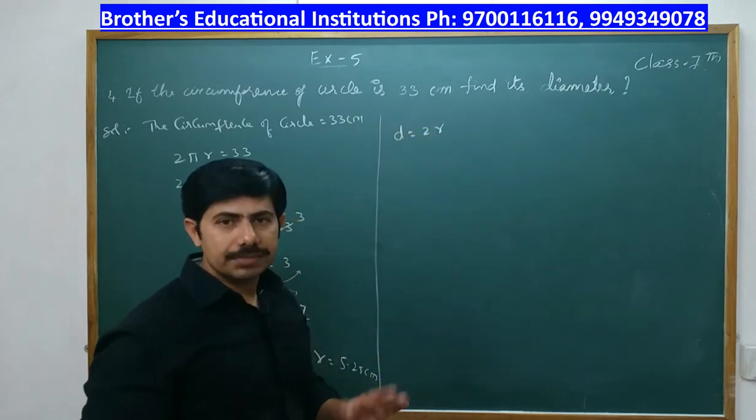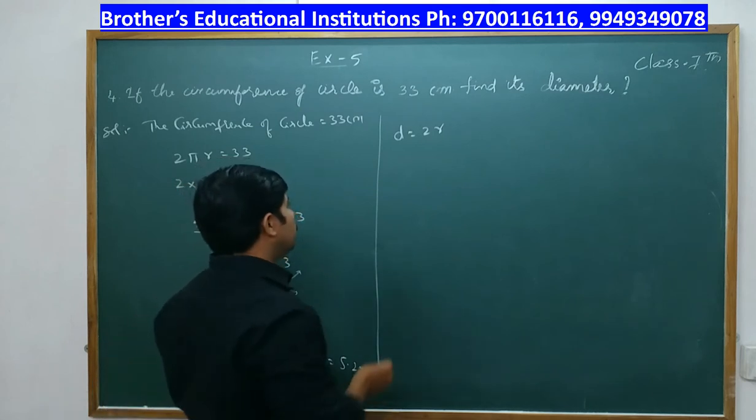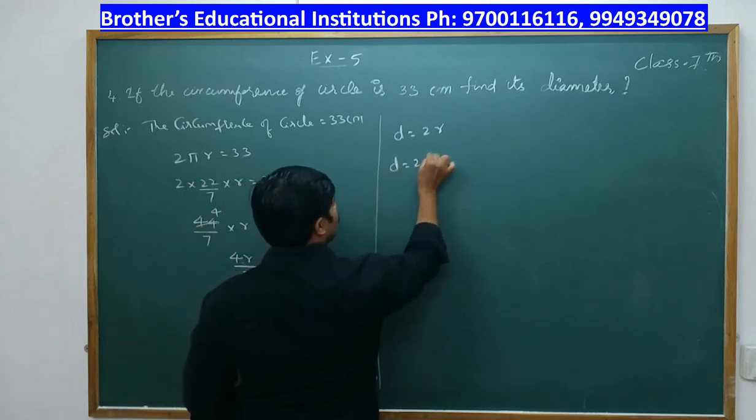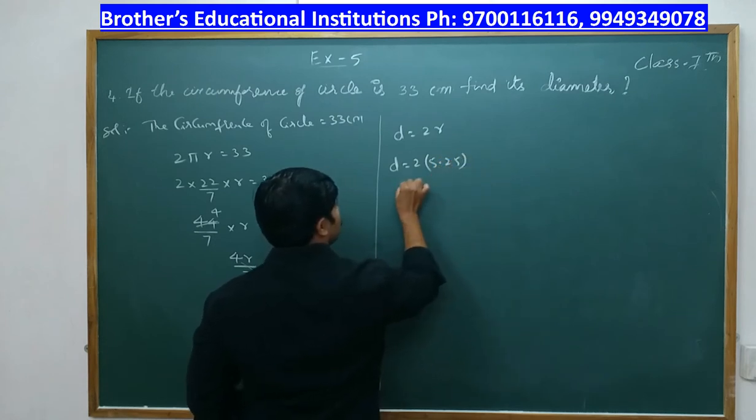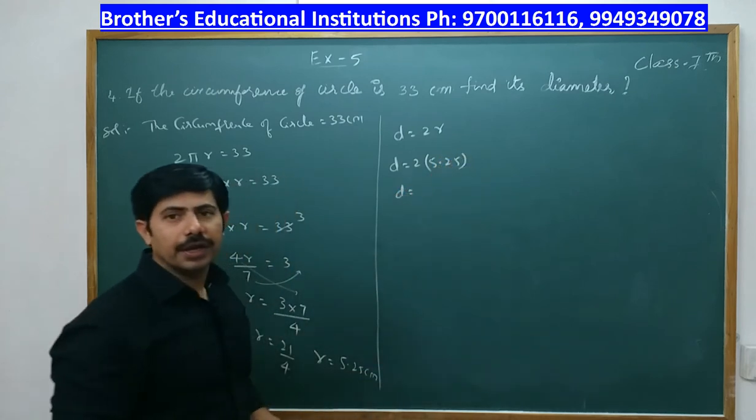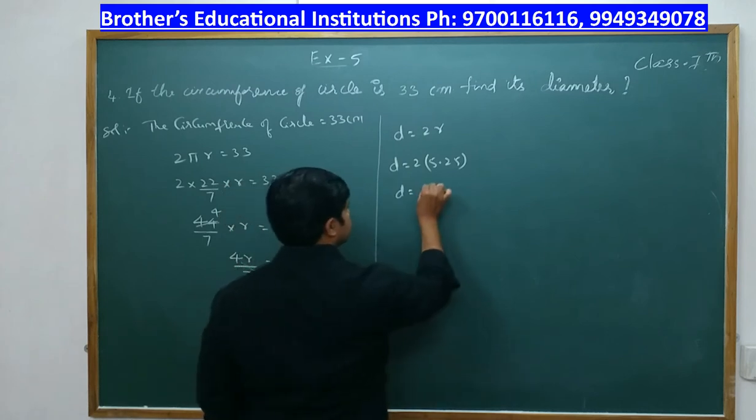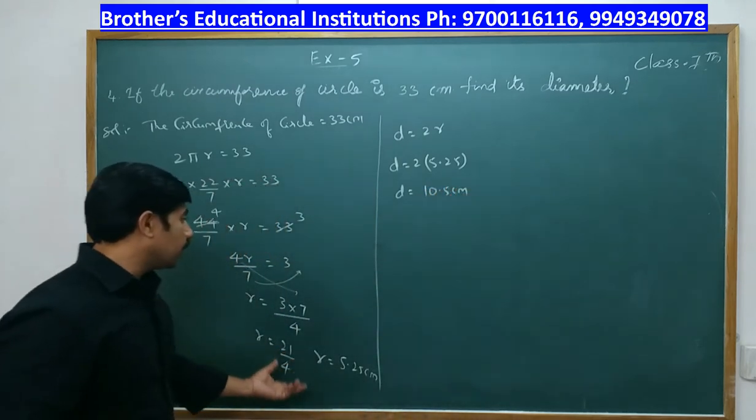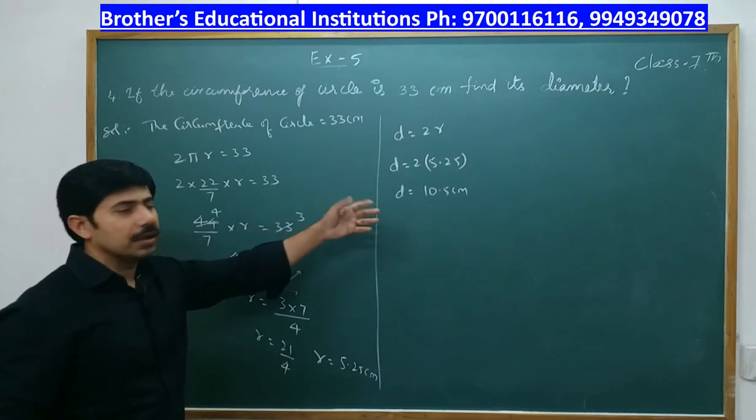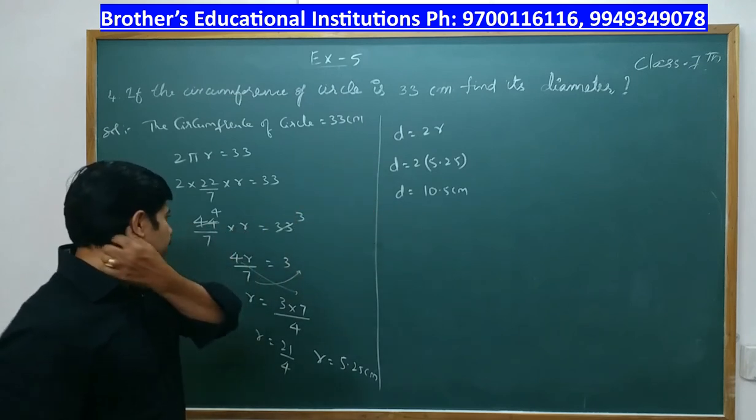It is 2 times the radius, twice the radius. So d is equal to 2 into 5.25. So what is 2 into 5.25? It is 10.5 centimeters. Now this is completed, because we got the radius, as we have to find the diameter, it is 2r.